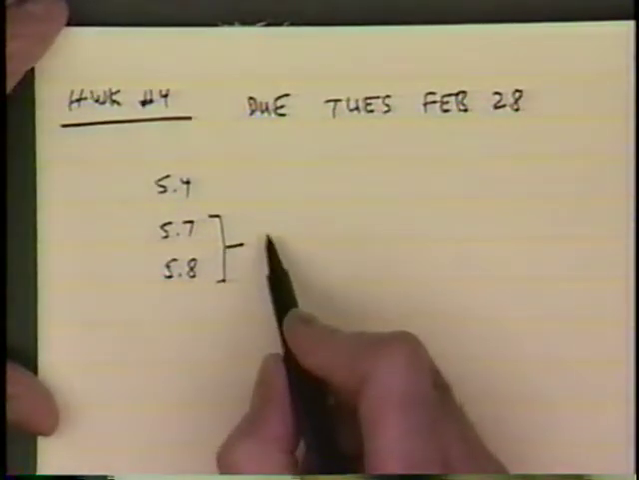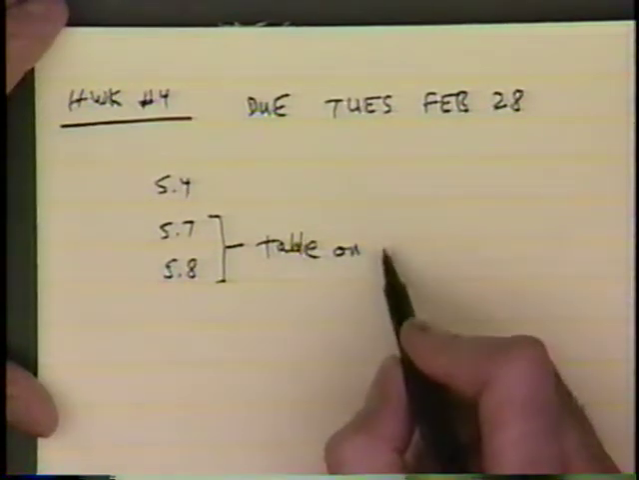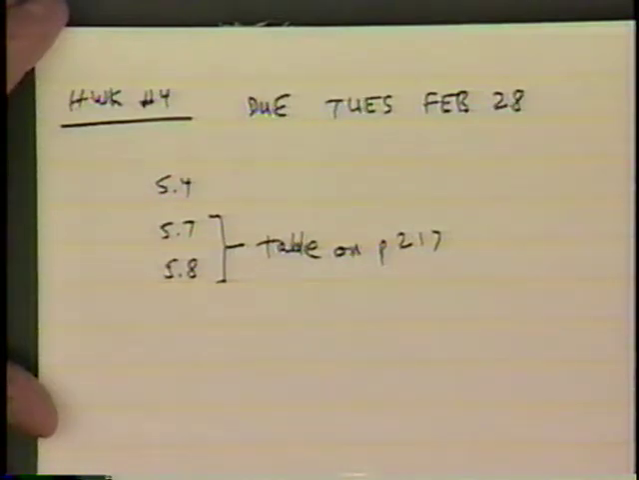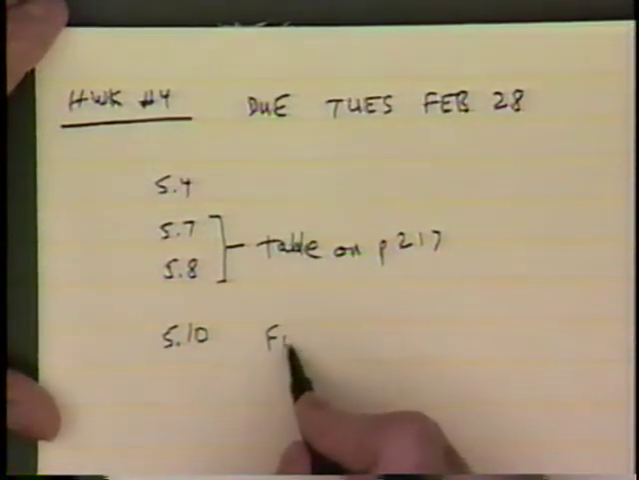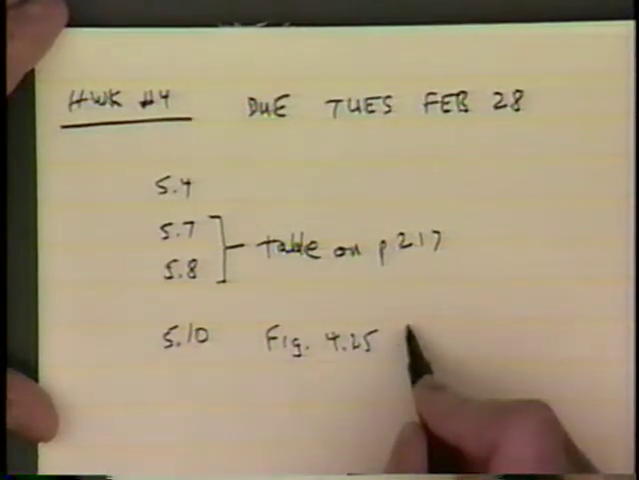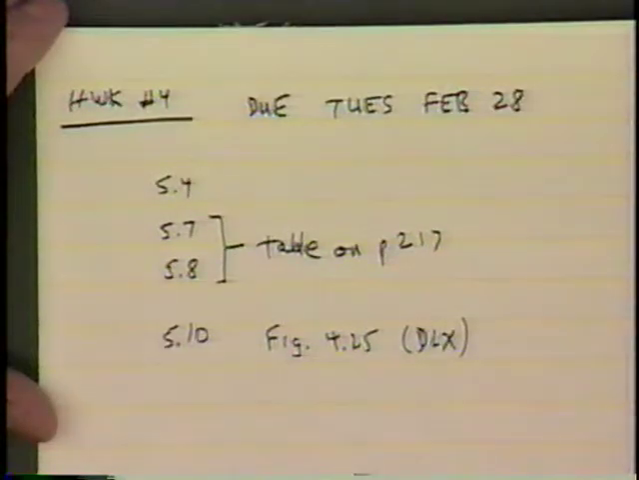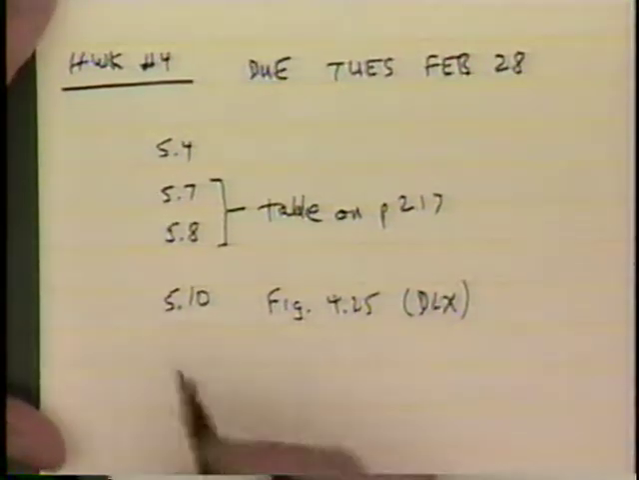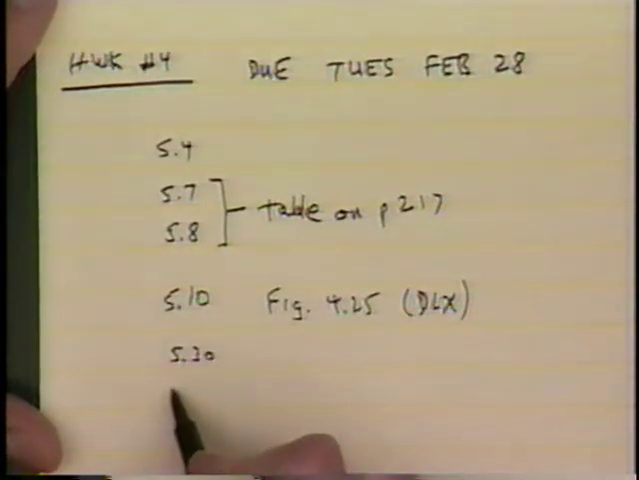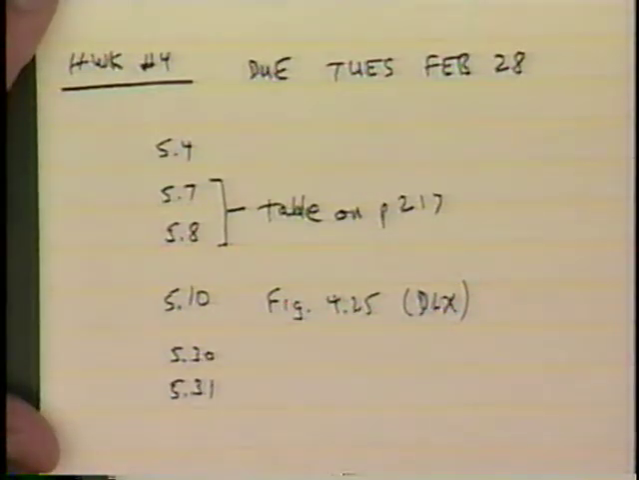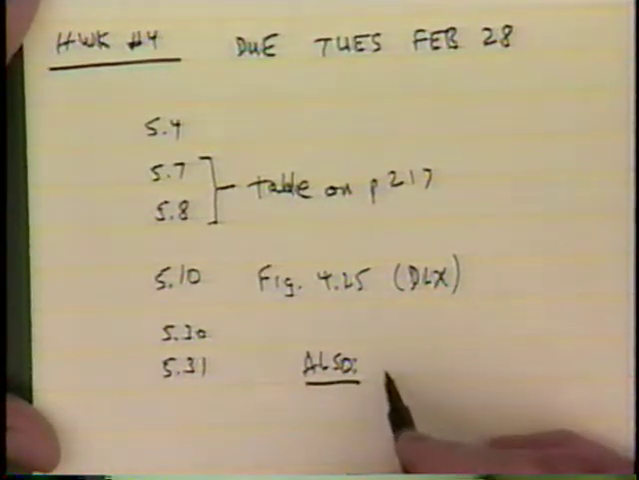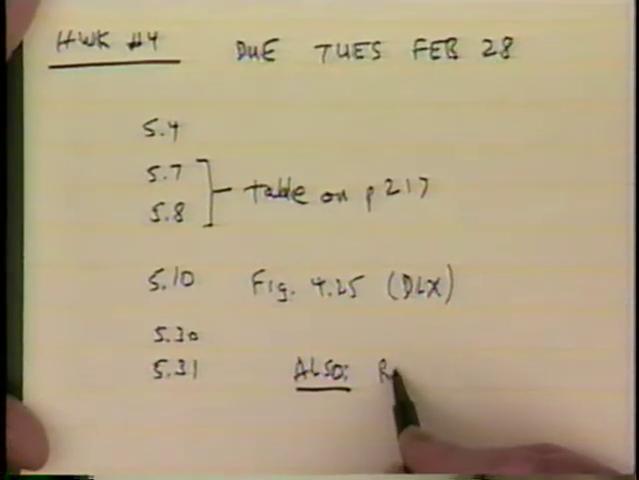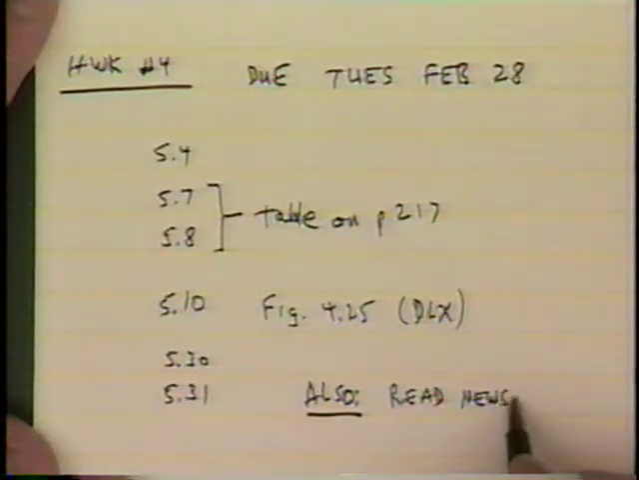For those problems, you should use the table on page 217. And then problem 5.10, and for that one you should use as a reference figure 4.25, and in particular the part of that figure that deals with DLX, not the part that deals with VAX and other ugly machines. And then another set having to do with stuff we'll be talking about today and next time, 5.30 and 5.31. Now we will also be posting some clarifications to some of these problems on the news group. They're not there yet, but in a day or two, read the news group for some clarifications to those questions.